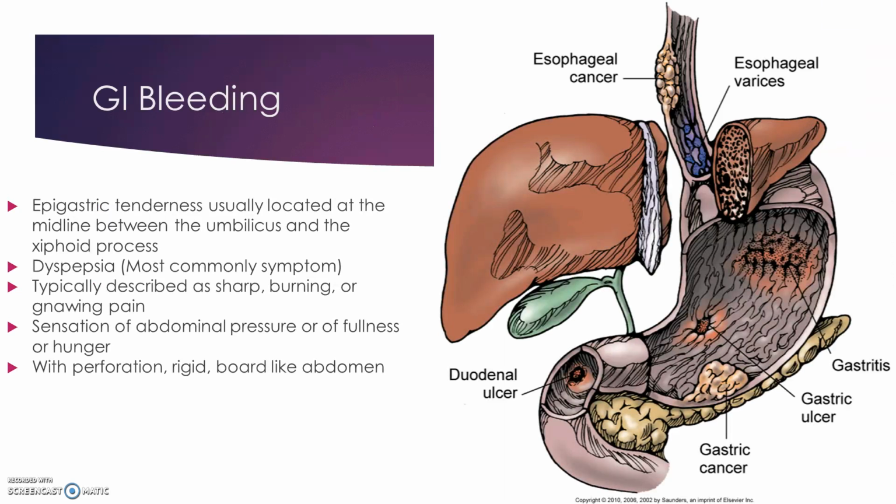GI bleeds, we talked about this briefly before. It can be from a variety of things. It can be from esophageal cancer. It can come from varices, where the vessels become weak. It can be from the gastritis that we talked about, ulcerations that we talked about, cancer, or duodenal ulcers. Signs and symptoms of this are going to be that dyspepsia again, and pain. It's usually sharp, burning and gnawing pain. They're going to have a feeling of being full or being hungry. And probably the biggest thing would be with perforation and peritonitis, you're going to get a rigid, board-like abdomen, which is a big red flag, and you should intervene on that quickly.